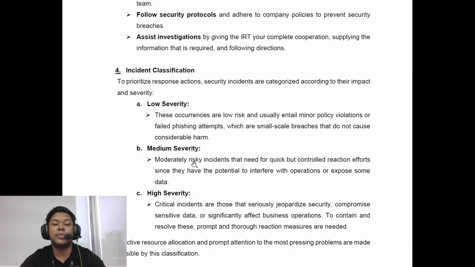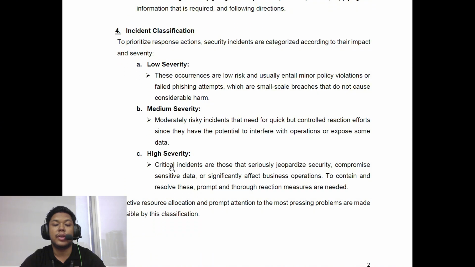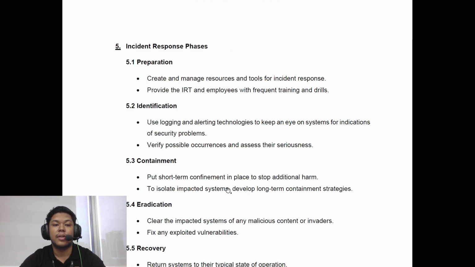The second severity is medium. These are moderate-risk incidents that need a quick but controlled reaction effort, since they have the potential to interfere with operation or expose some data. So lastly will be high severity. The critical incidents are those that seriously jeopardize security, compromise sensitive data, or significantly affect business operation. So effective resource allocation and prompt attention to the most pressing problems are made possible by this classification of incidents.